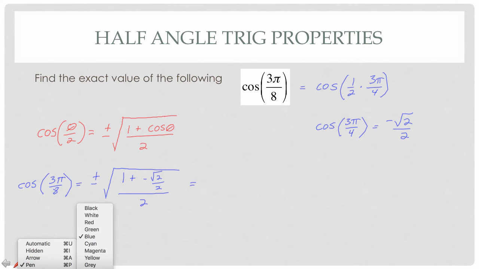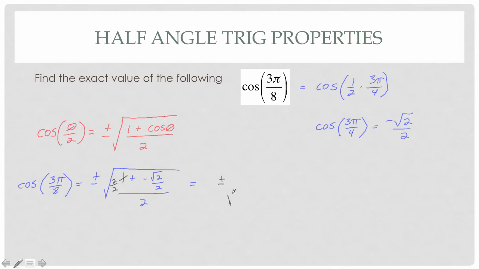So what I'm going to do here is let's combine these two top terms. Let's change 1 into 2 over 2, because 2 over 2 is the same as 1. Now I've got a fraction with common denominators, so that equals plus or minus the square root of 2 minus the square root of 2 all divided by 2. Combine those, but then the whole thing is again divided by 2.